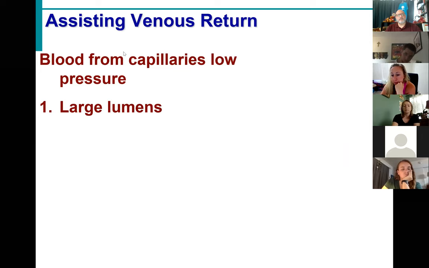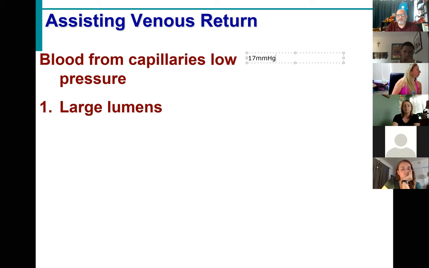Now, as we mentioned, our veins need help. Coming out of the capillaries, the blood pressure is very, very low. In fact, as we will see, the pressure of the blood as it leaves the heart, what did we say it was? 120. 120 millimeters of mercury, excellent. When it leaves the capillaries, it's at about 17 millimeters of mercury.